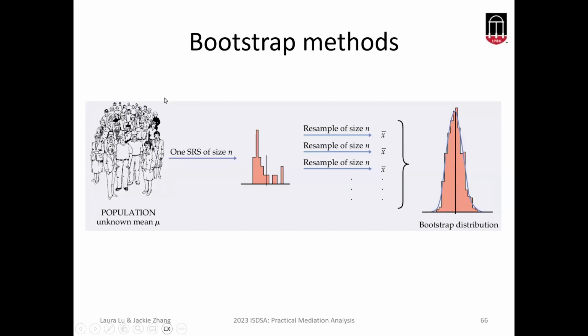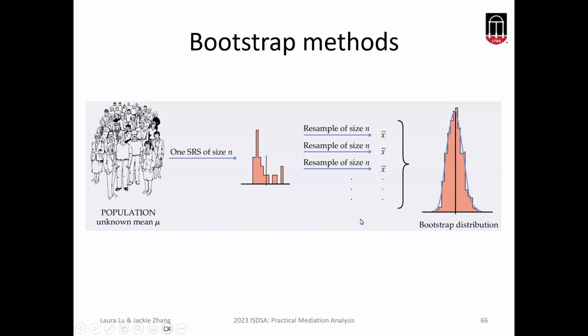Suppose this is a population we want to investigate. From this population, we draw a sample. The sample size is n. This is the sample we obtained. Based on this obtained sample, we draw a lot of bootstrapping samples, resamples of the same sample size, n.